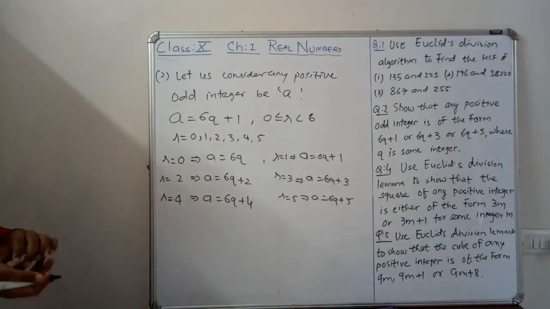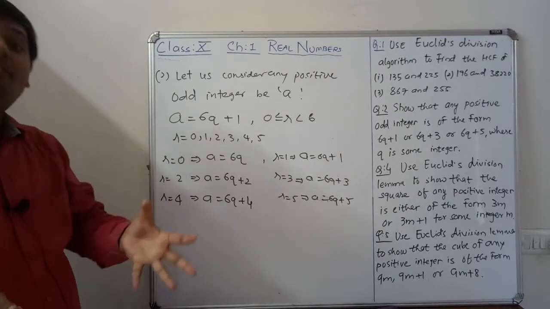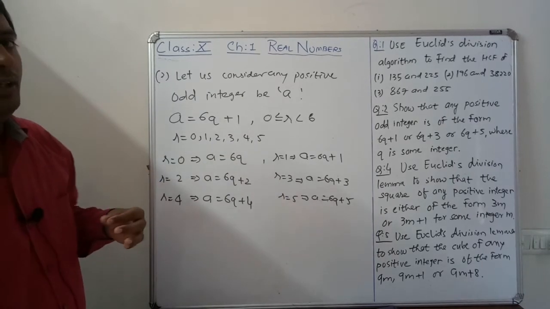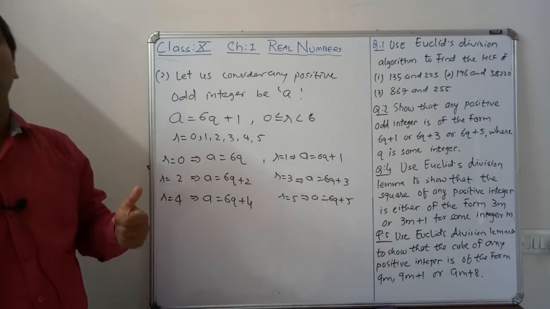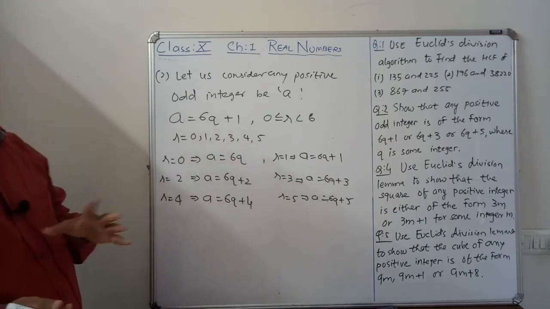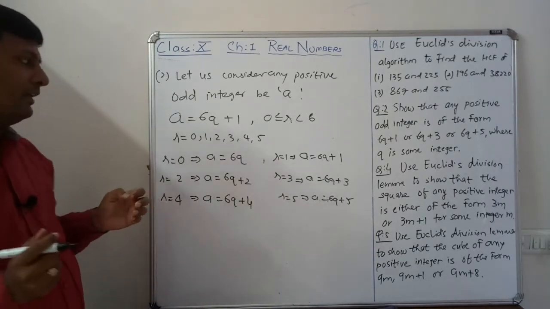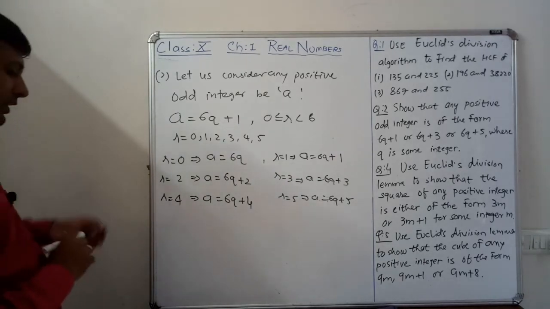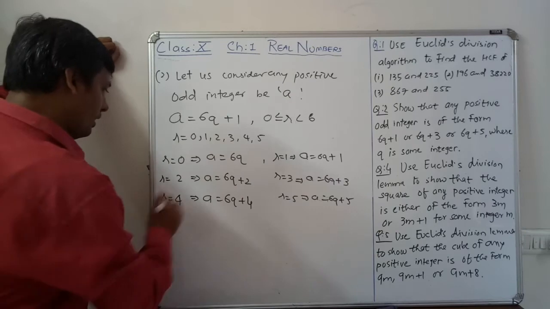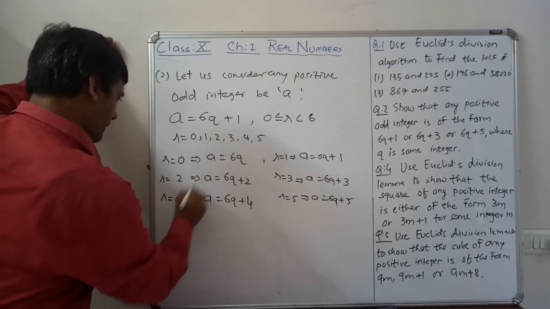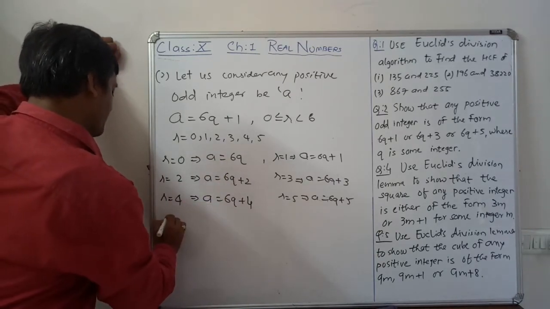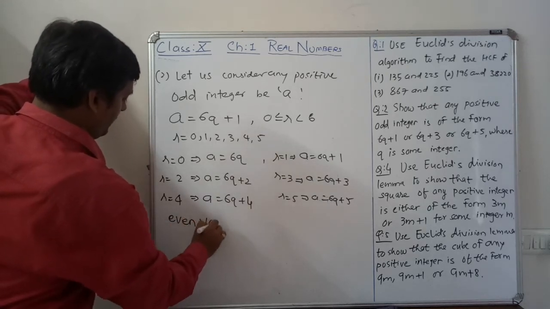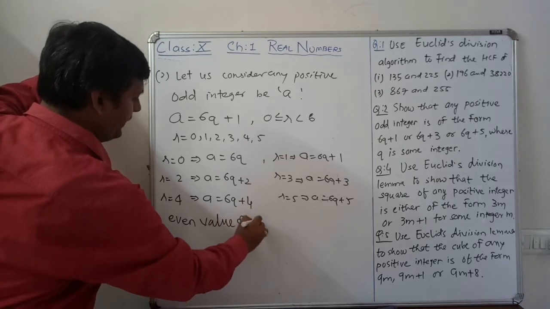Just see that any numbers end with the last digit 2, 0, 6, 8, right? Yeah, the remainder has become 0, 2, 4, 6, 8, all are the even numbers. We already know that, so simple. So therefore, this gives the even values of a, right?